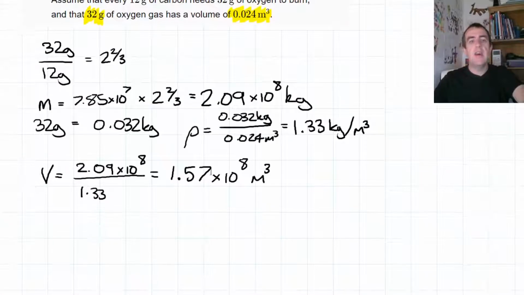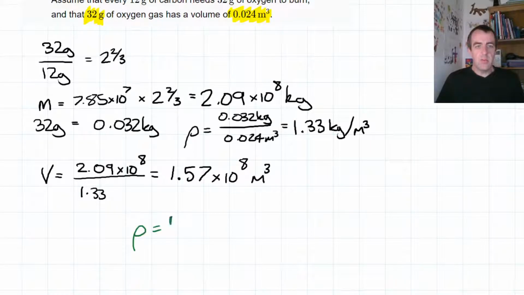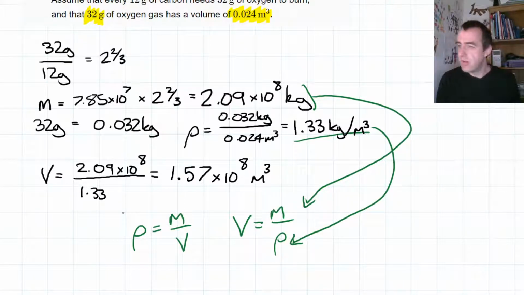The last part here, I didn't even write the equation for density. I could have written down here density equals mass divided by volume, the definition of density, and said I want the volume, rearrange it, volume equals mass divided by density, and then plugged in the mass and the density, and you'll see that's exactly what I did in the end. But I just used units. So if you can't remember the equations, use the units. The units will tell you what the equations are.